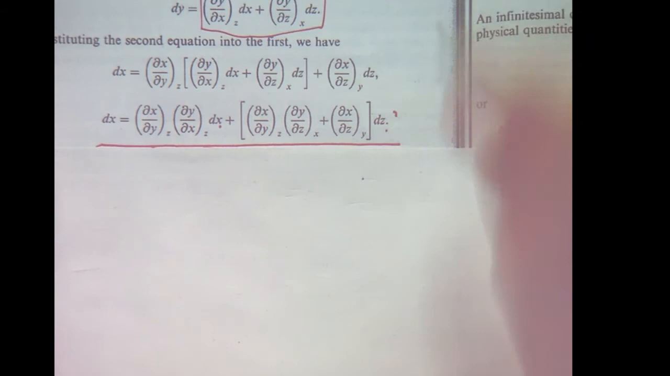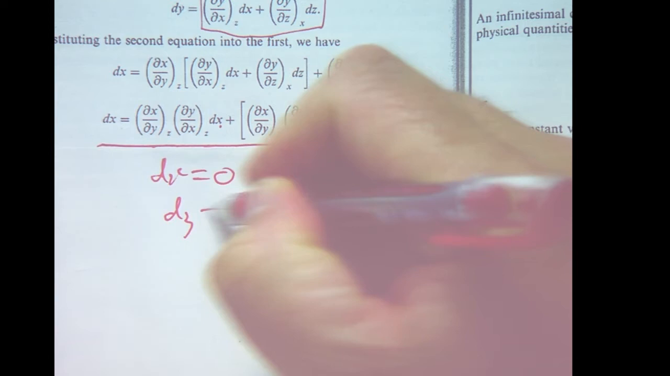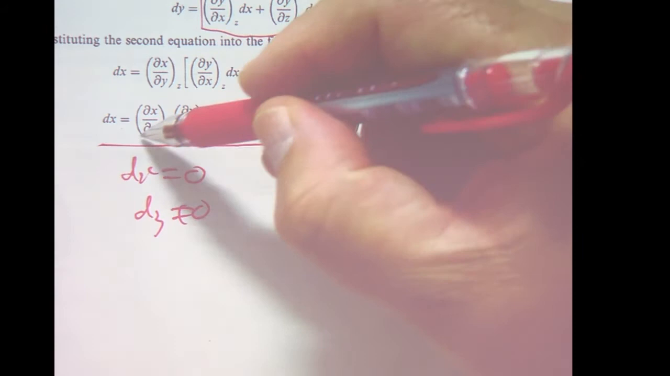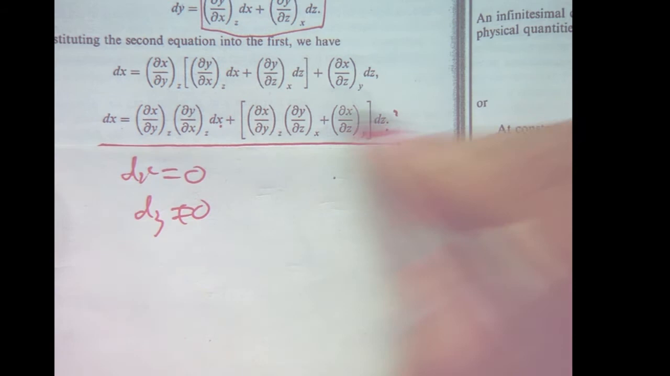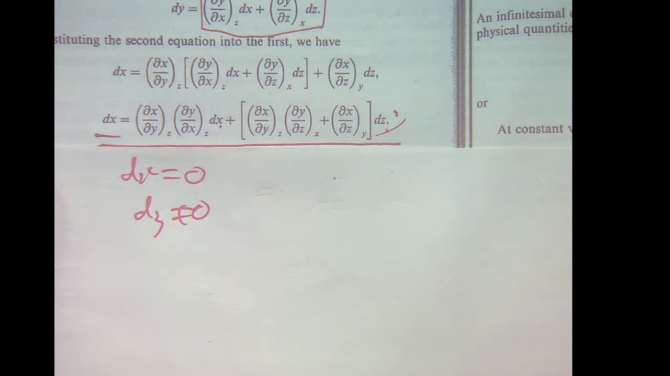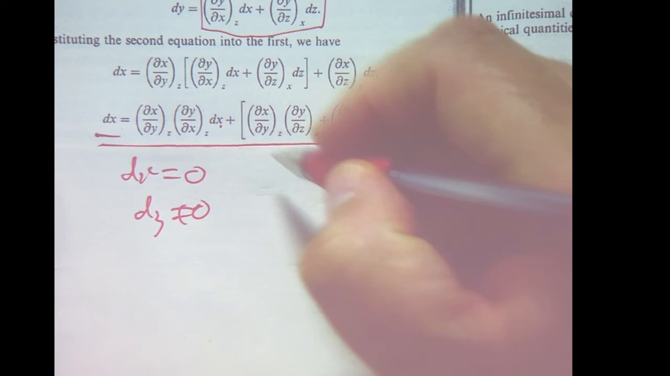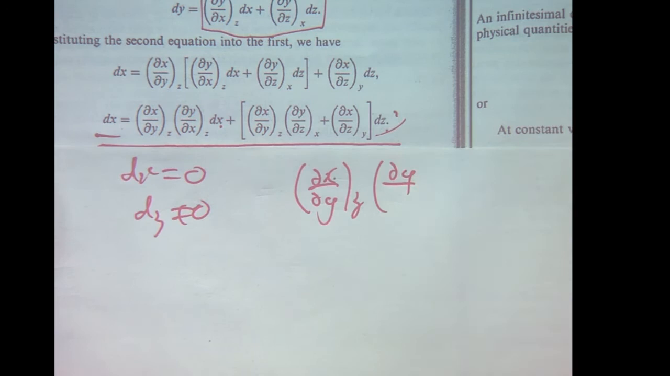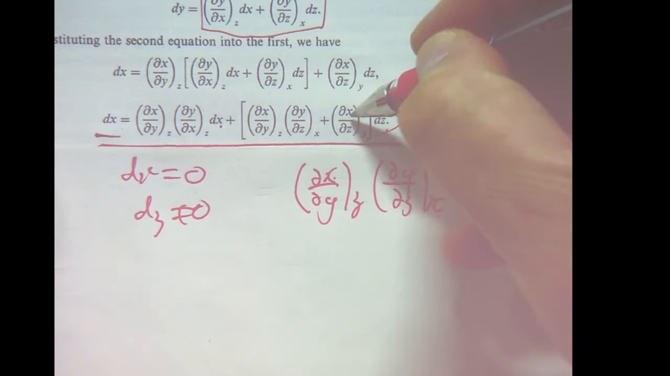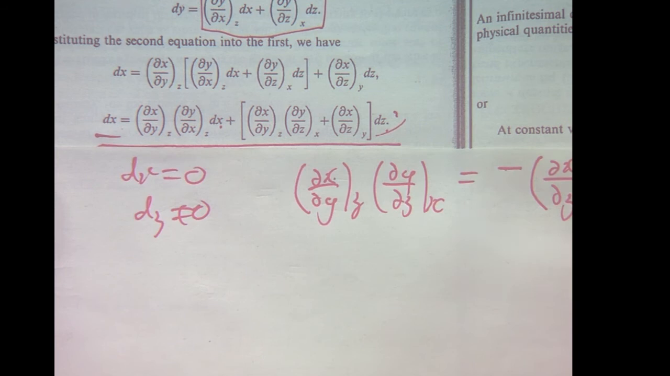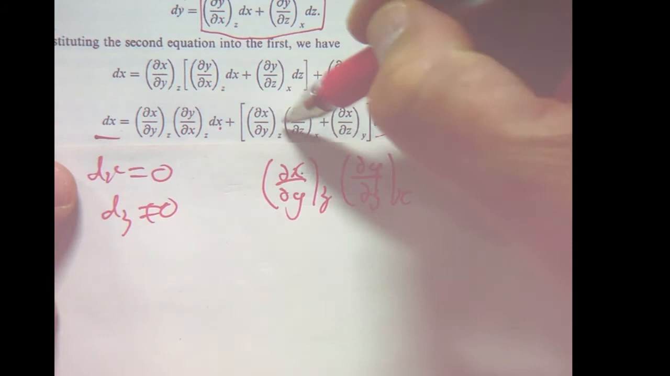Let's say that this time dx equals 0 and dz is not equal to 0. Then if dx is 0, this term does not contribute, but dz is not equal to 0, and dx and dz are independent. The only way this can hold is if the thing in the square brackets equals 0. So we have dx by dy at constant z times dy by dz at constant x, plus that equals 0, and I'll put this on the other side, minus dx by dz at constant y.